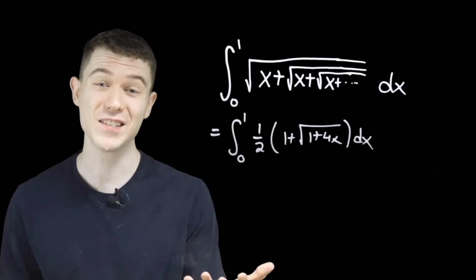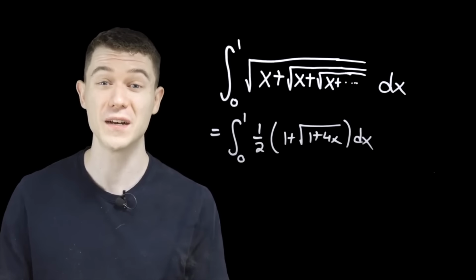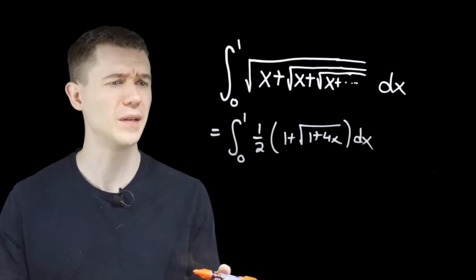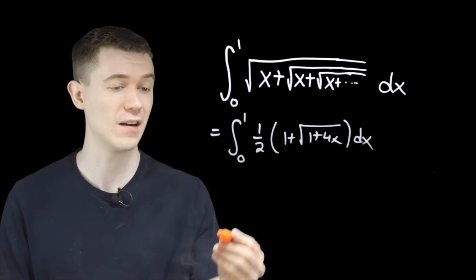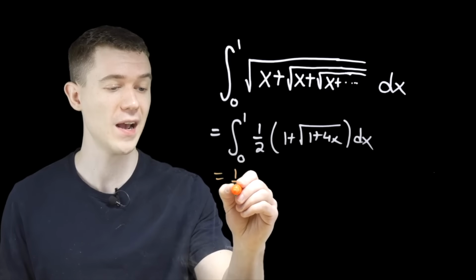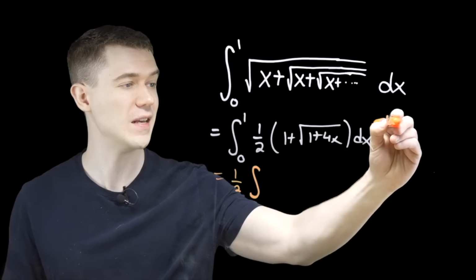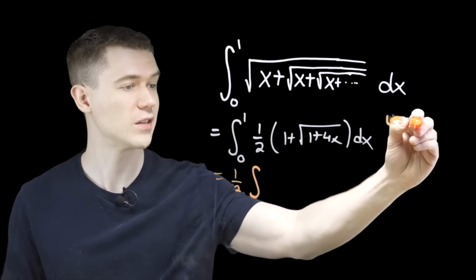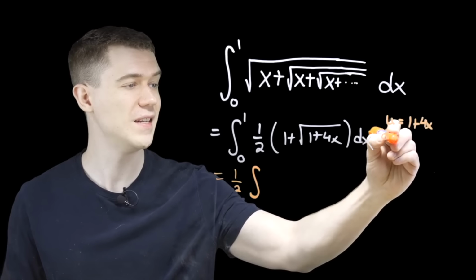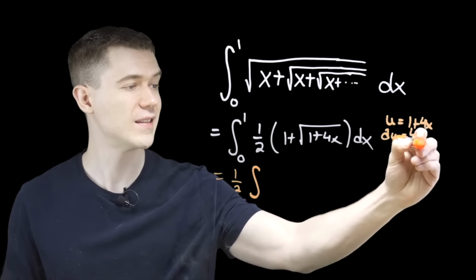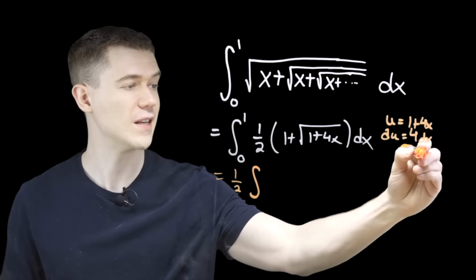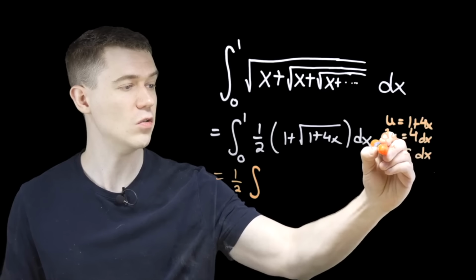And this we can actually solve via a good old U substitution. This could be a problem given to you in a Calc 1 class now. You could take out that 1/2, that would be fine. And we'll just take U to be the inside of the square root, 1 plus 4x. That makes du 4dx. And if you like, you could even say that dx is du over 4 when we make our substitution.